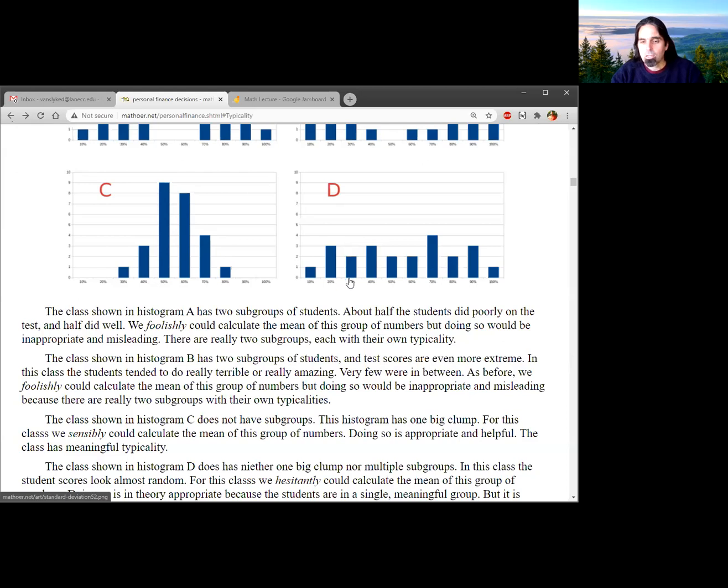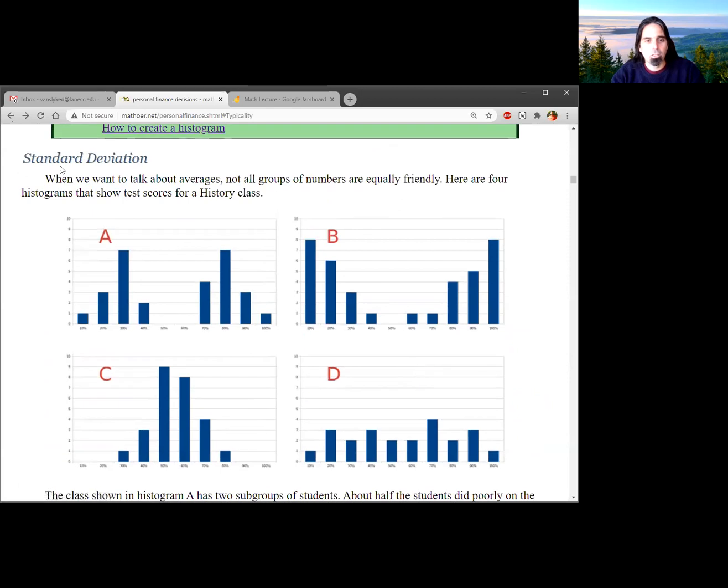Histogram D is kind of strange. It looks like every score is about equally representative, like the teacher didn't bother to grade it, just randomly put numbers on tests for grades. We could try and say what's a typical score on this test, but that's still not very meaningful. So this is the issue that standard deviation is trying to measure. How well are things clumped to the middle? How much does a typical score really mean that it's a score that resembles what happened in this situation?